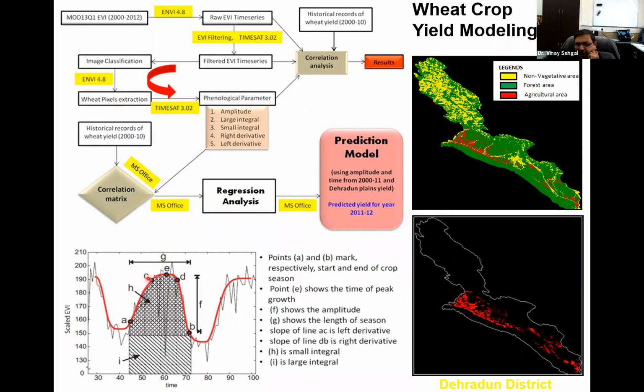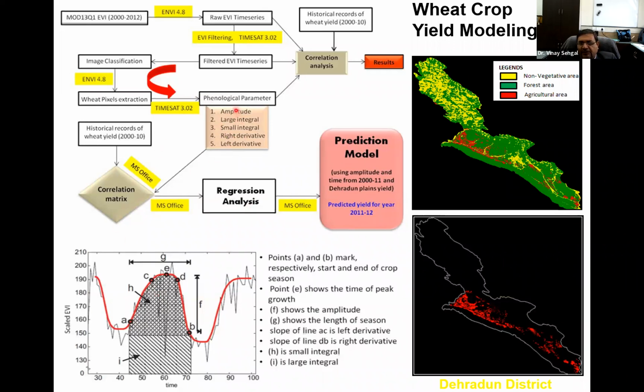So this is the kind of phenology parameters which are derived. It could be a small integral, it could be a larger integral, it could be the amplitude, it could be the left derivative, which is the rate of greening, or the right derivative, which is the rate of maturity. There is freely available software in MATLAB called TimeSat. It can do this kind of data processing and derive all these parameters.